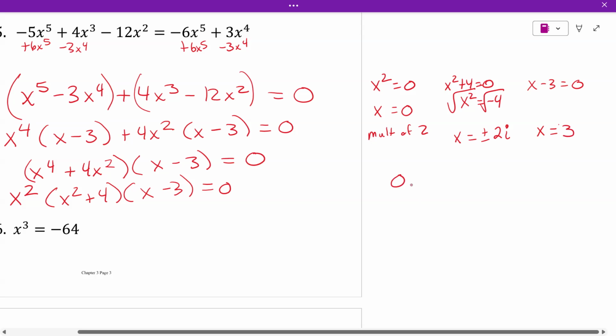So my roots are 0, 2i, negative 2i, and 3. This has a multiplicity of 2, and these have a multiplicity of 1, because they each appear 1 time. This appears 2 times. That adds up to 5 times. There's the 5 roots.